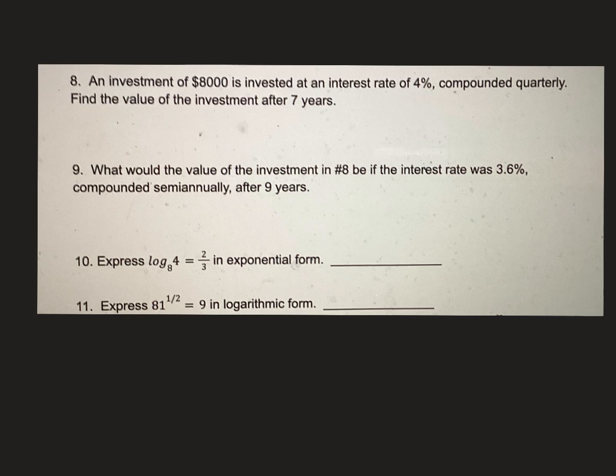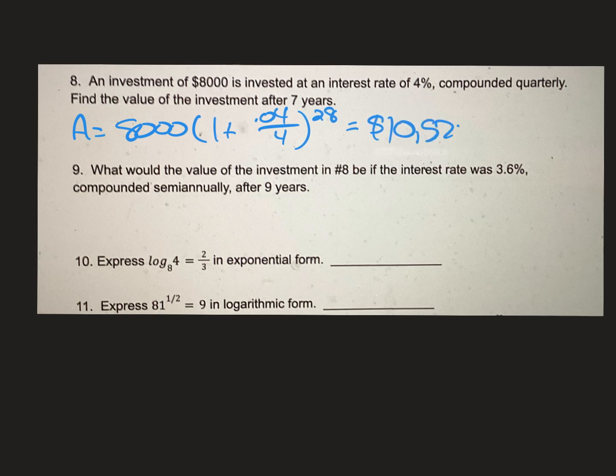All right, number 8, investments. This is also a review. This is compound interest. An investment of $8,000 is invested at a rate of 4%, compounded quarterly. So I've got $8,000, compounded at 4%. Quarterly is 4 times a year. My exponent is n times t, which is 4 times 7. Putting 28 right there. I'm going to punch that in real quick. I'm getting $10,570.33. And again, please check these because I'm using an online calculator.